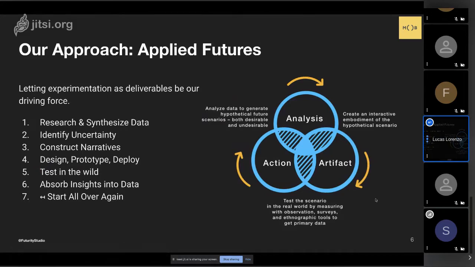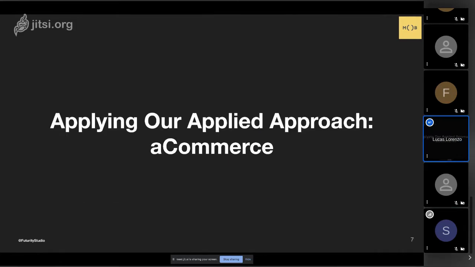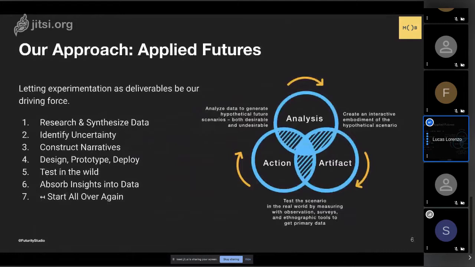Okay. And in doing so, we have a 6-step approach, which we package into 3 different categories: analysis, artifact, and action. Let me step back. Given analysis, artifacts, and action, what we try to do is gather data to understand a specific space.